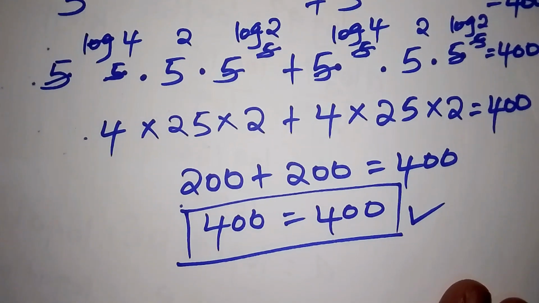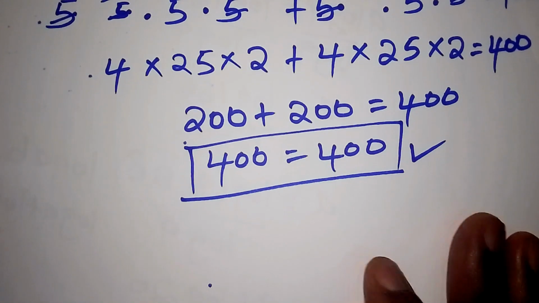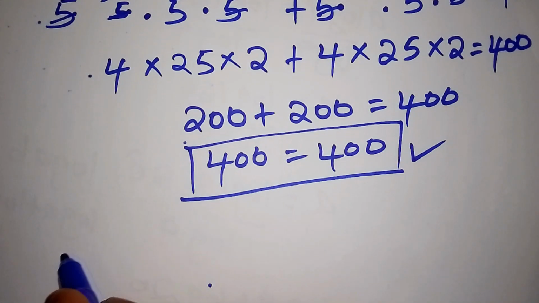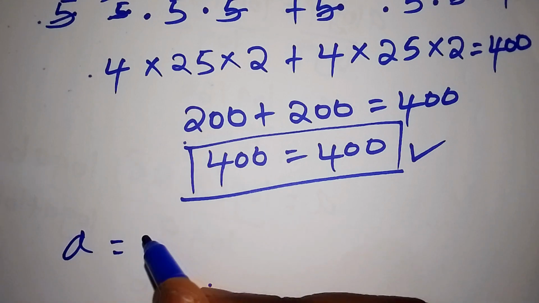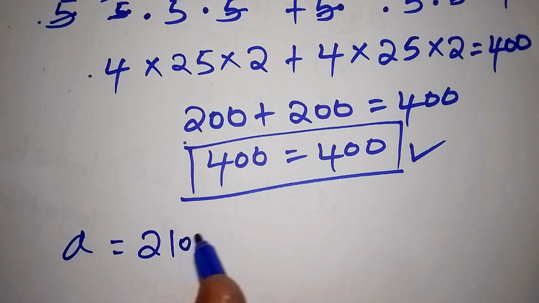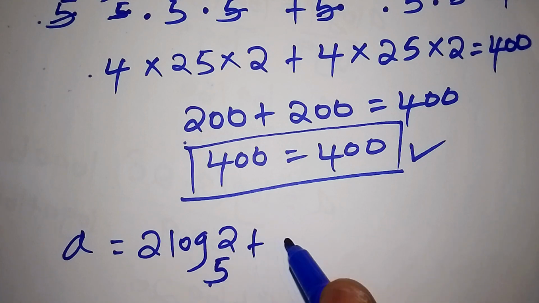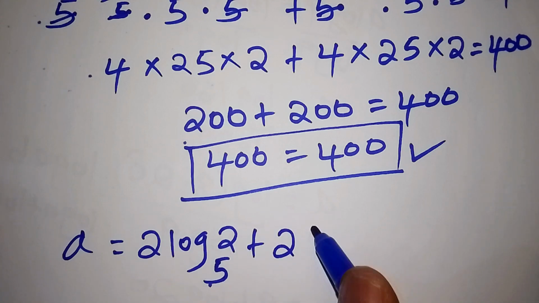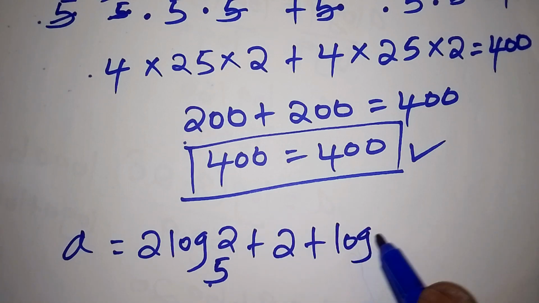So that now convinces us fully that our correct answer for the value of a is equal to 2, then the log of 2 to the base of 5, then plus 2 again plus the log of 2 to the base of 5.